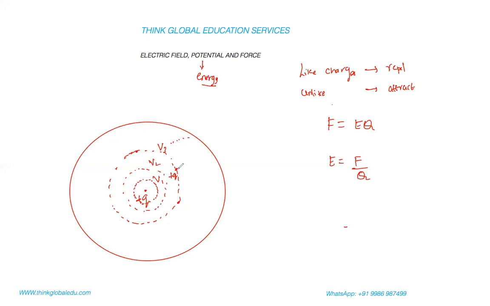Now there will be repulsion. So what will happen is that it will travel to a new potential. Let's say this is V5. So it has taken some energy from V3 and it has gone to V5. And that's how we can represent the electric potential.